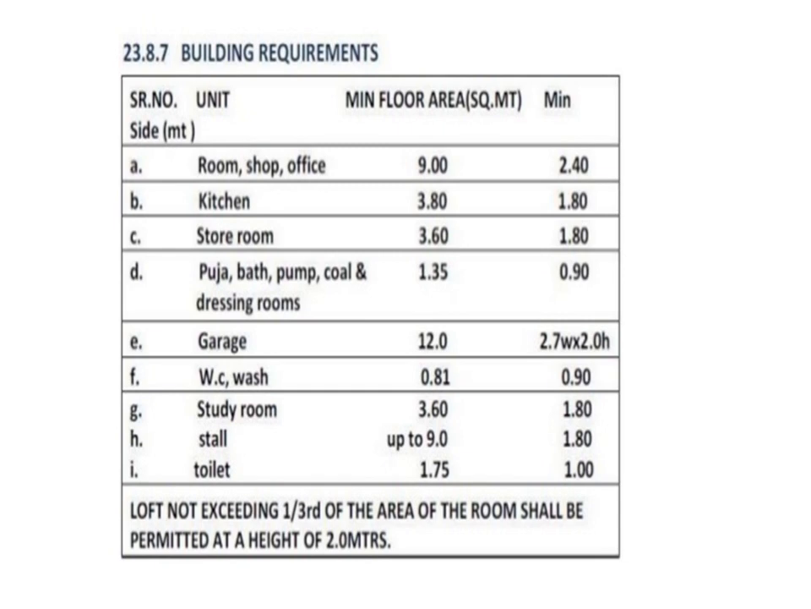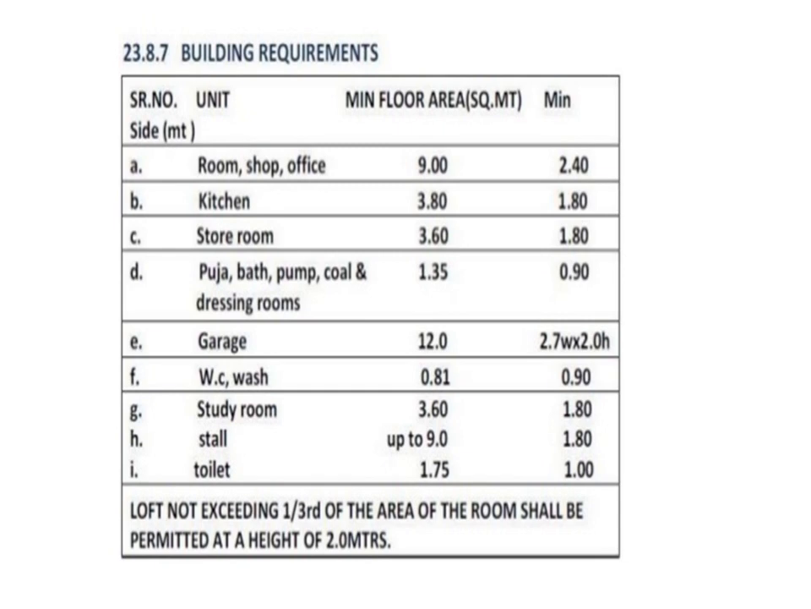For puja room, pump room, cold room and dressing room, minimum floor area shall be 1.35 meter with 0.9 meter as one of the side or width. Then for garage, the minimum floor area shall be 12 meter square with minimum dimension of 2.7 by 2 meter. For WC and bath, minimum floor area of 0.81 with width of 0.9 meter.